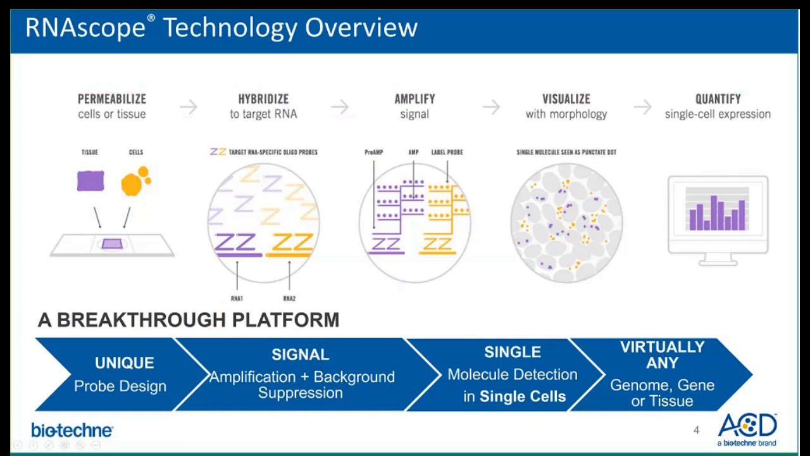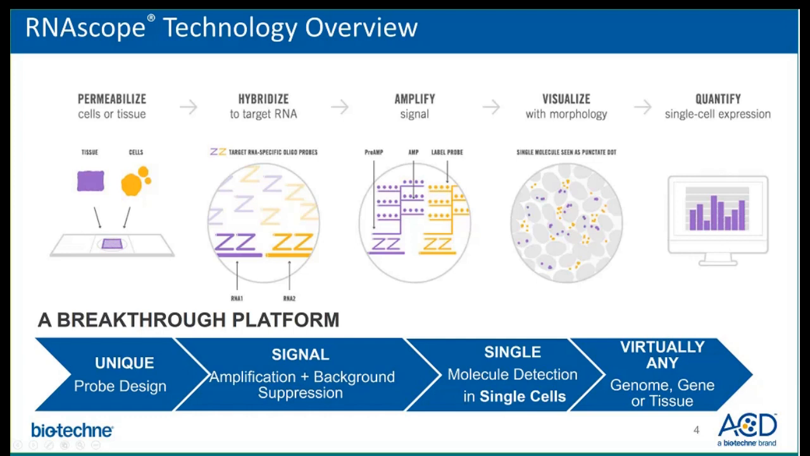So RNAscope works with a variety of samples shown here in purple and yellow. The most common of these tissue is formalin fixed paraffin embedded, known as FFPE tissue. The tissue is placed on a glass slide where cells are permeabilized, and the target RNA is unmasked. This technique works on different kinds of RNA, such as messenger RNA and long non-coding RNA.